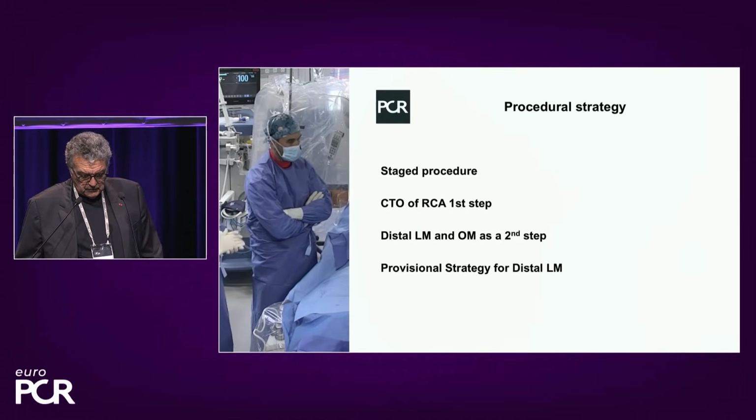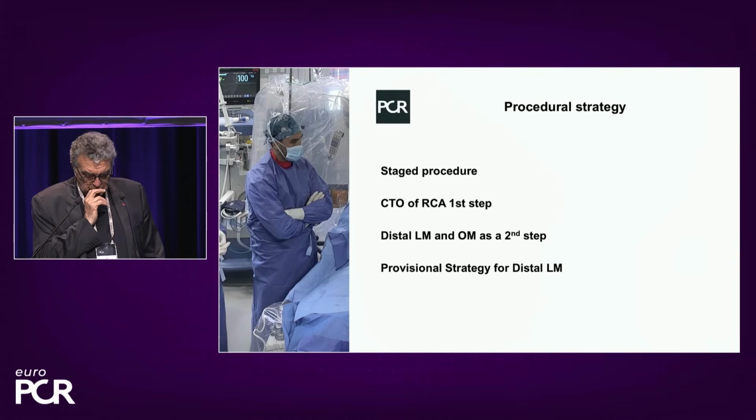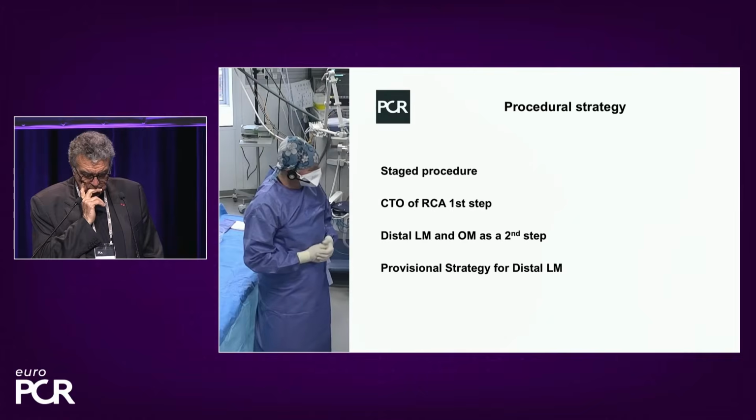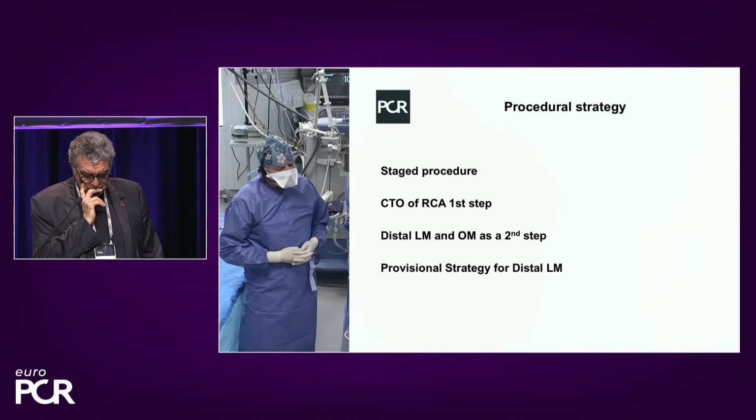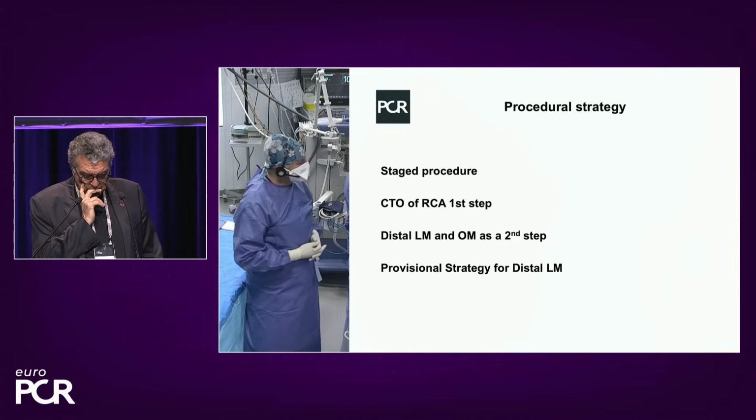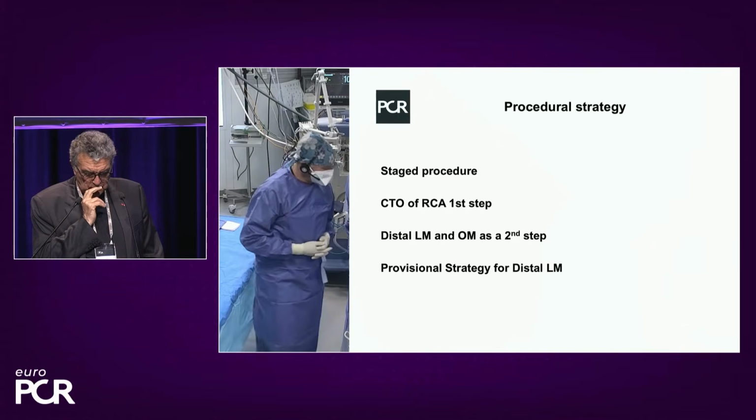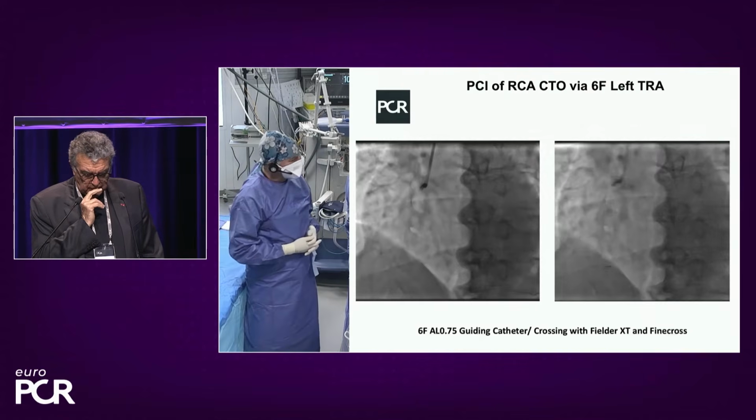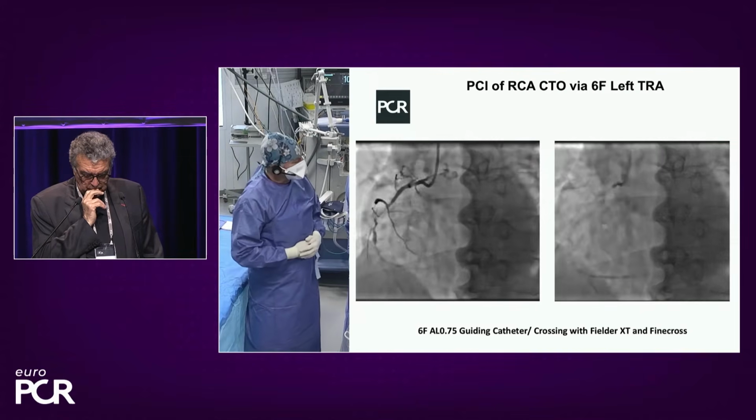Our strategy was to do this in a staged fashion. We try first to reopen the CTO of the right as a first step. Then as a second step, we will treat the distal left main and the first marginal. And we anticipate to perform a provisional strategy for the distal left main. So maybe we can show you the procedure of the right.